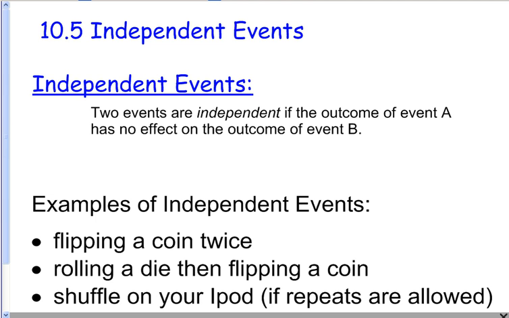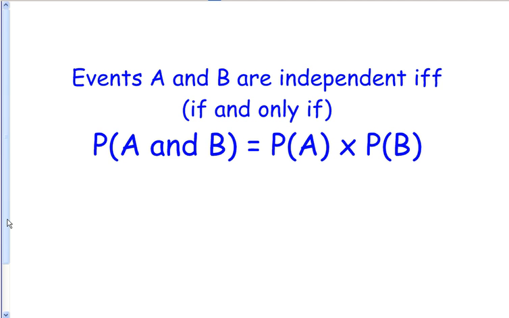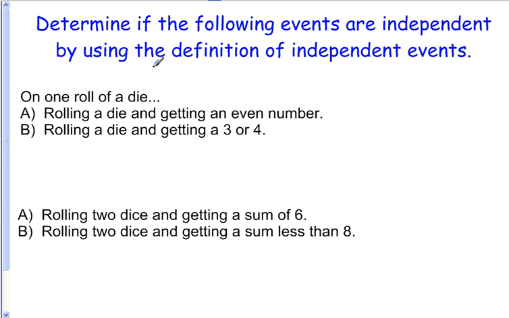Okay, so we've got independent events down, and so the definition mathematically is events A and B are independent if and only if the probability of A and B is equal to the probability of A times the probability of B. So let's put this into place here, or let's kind of do an example of this stuff. And let's use that definition to determine if these two things are independent.